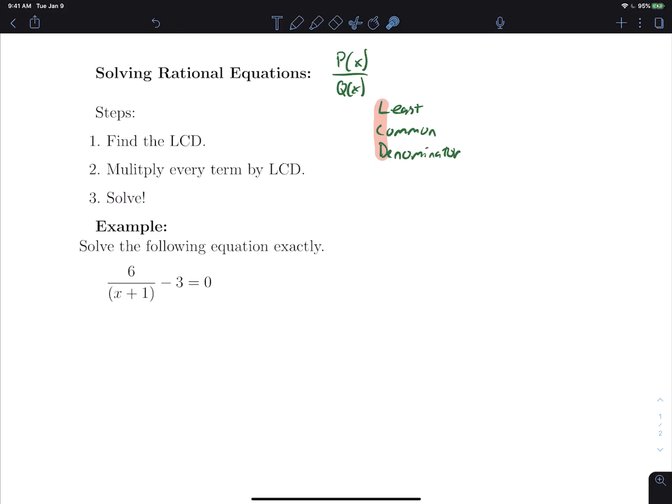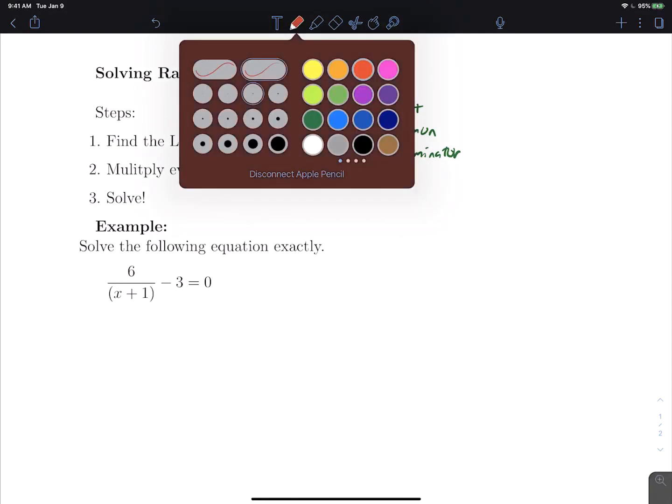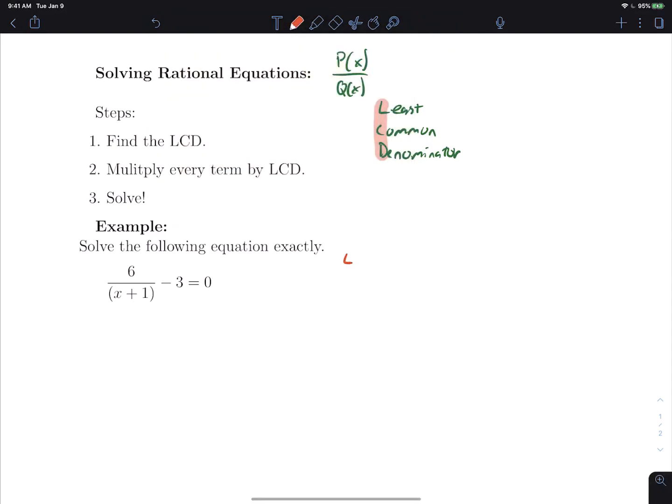So here's the thing. We have an example here that says, solve the following equation exactly. 6 divided by x plus 1 minus 3 equals 0. To solve this, we first need to find the LCD. In this case, there's only one denominator. So the LCD here is going to be x plus 1.